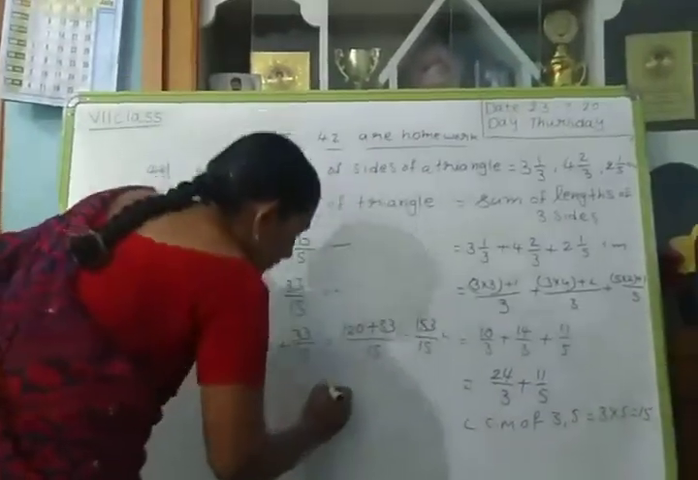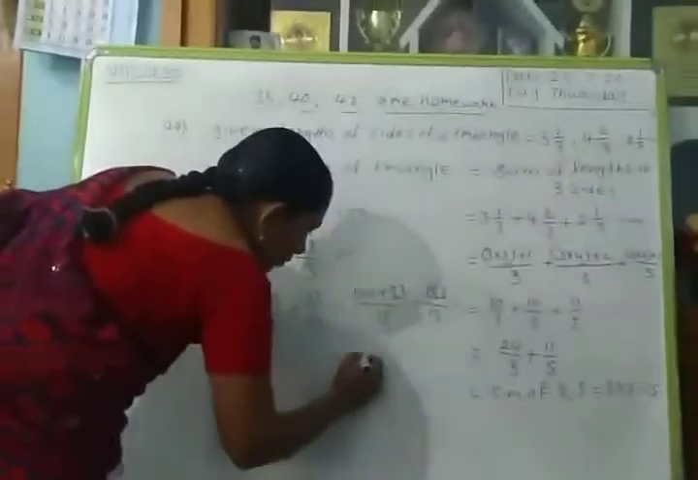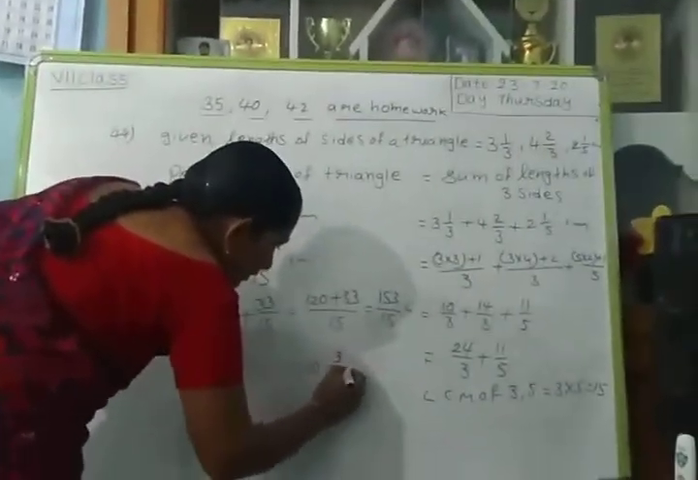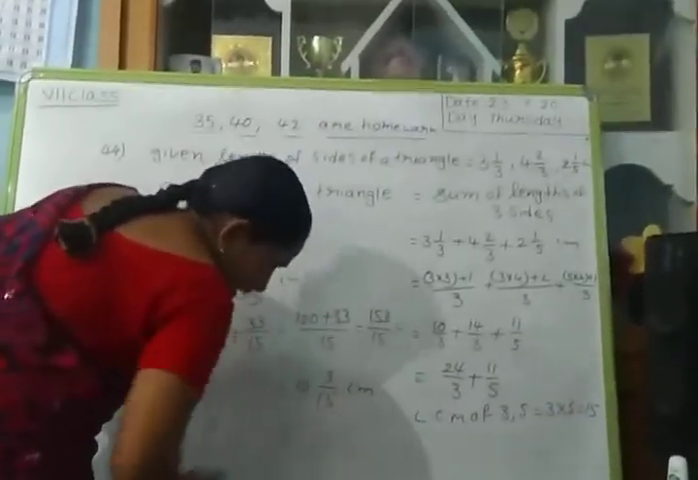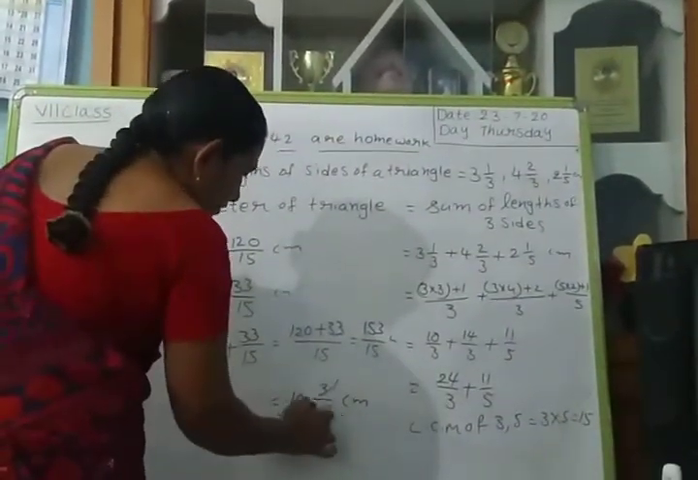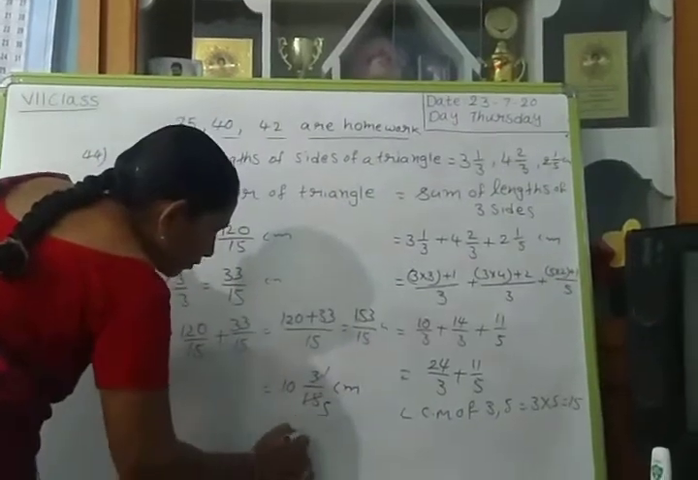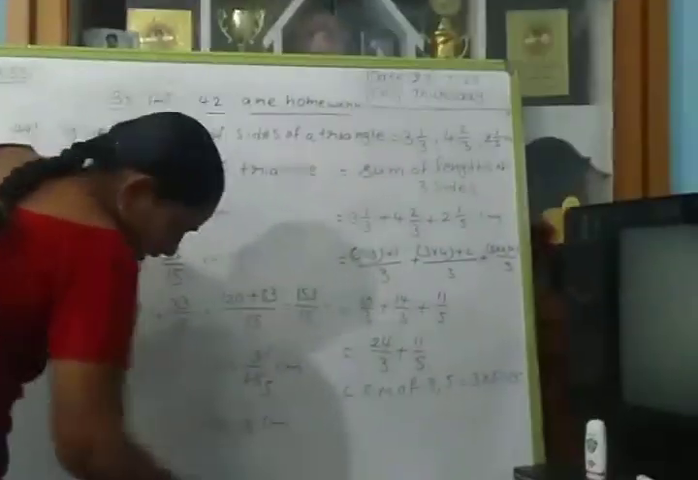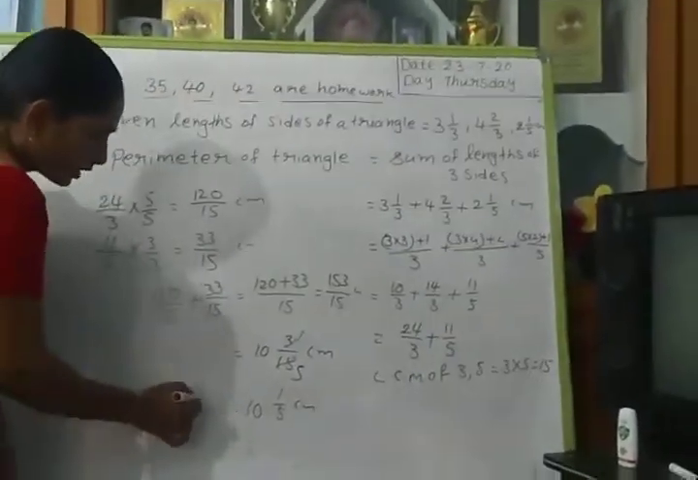The given answers are in mixed fractions. 15 tens are 150, remainder 3. So 10 3 by 15. Again you cancel, so 10 1 by 5 centimeters. Option A is correct.